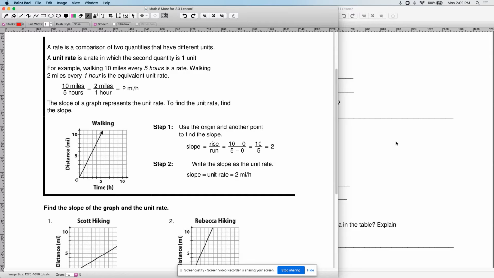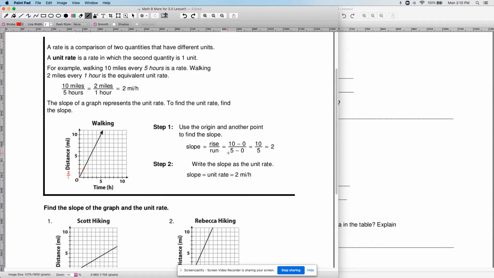And then they show us the slope of the graph that represents unit rate. The slope of the graph represents the unit rate. So when we see a graph of a situation, we know the slope of that is telling us something. So it's telling us for every 1 hour, here's our 1 hour mark, we will go 2 miles according to this graph. And you can find the slope by literally counting from one point to the other. The rise, 1, 2, over the run, which is 1. So it would be 2 over 1.